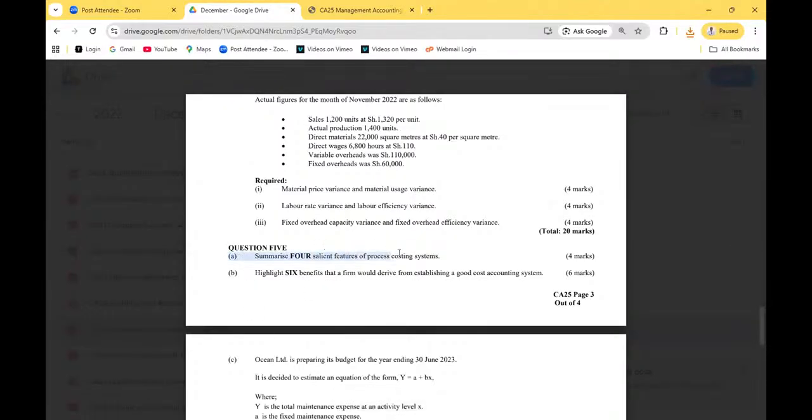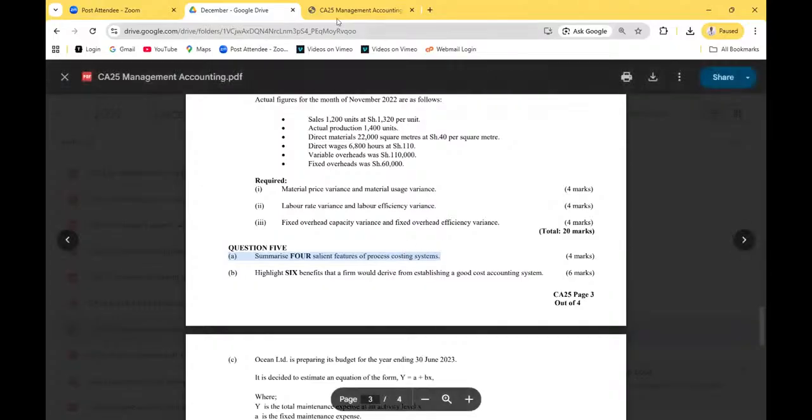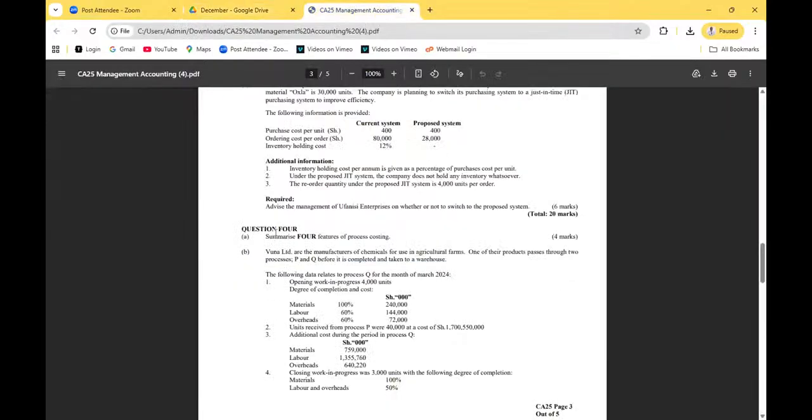Question number 5A, summarize 4 salient features of process costing systems. Of course, not the costing system. Then here, summarize 4 features of process costing. So almost related, right? Now, can somebody give us the answer? At least 2 will be okay for us.